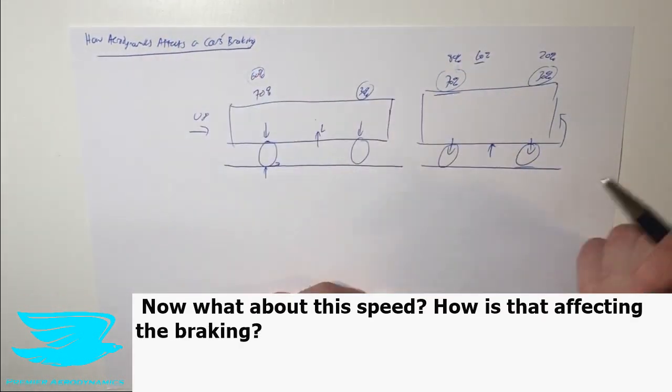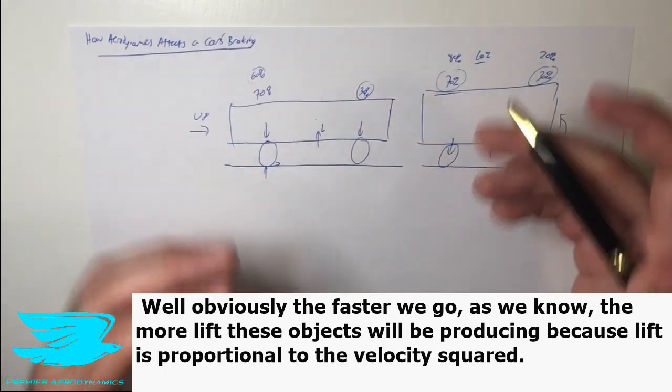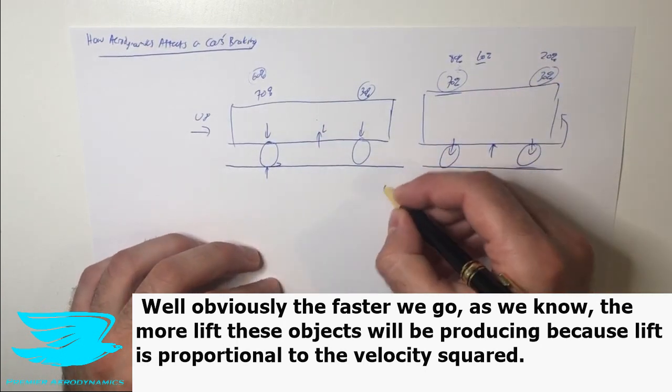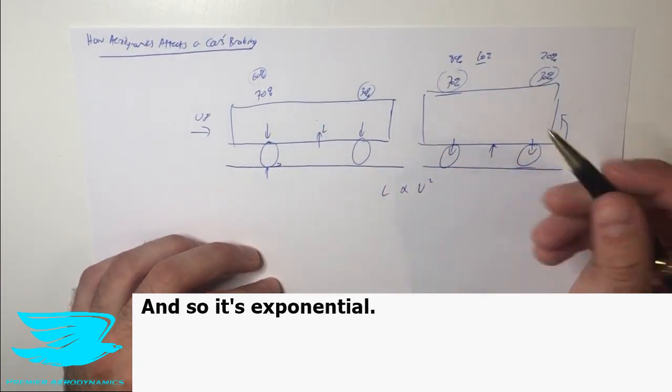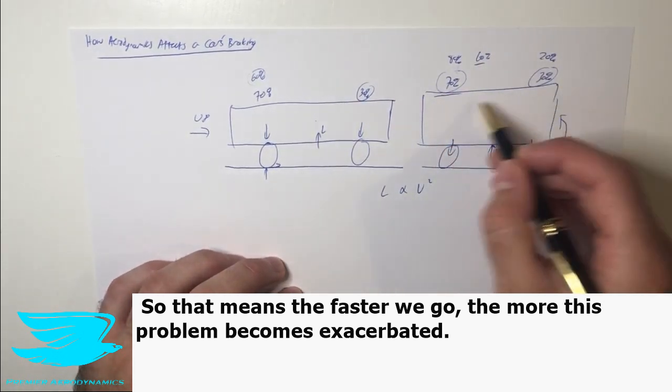Now, what about this speed? How does that affect the braking? Well, obviously, the faster we go, as we know, the more lift these objects will be producing because lift is proportional to the velocity squared, and so it's exponential. So that means the faster we go, the more this problem becomes exacerbated.